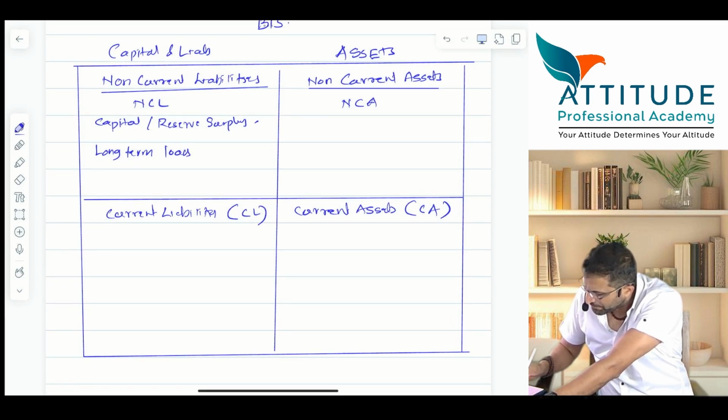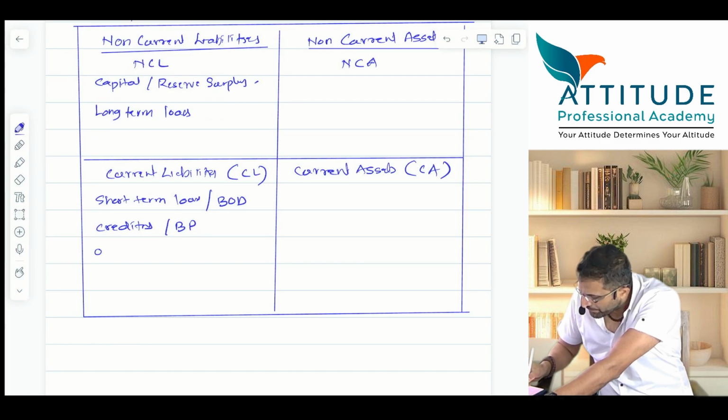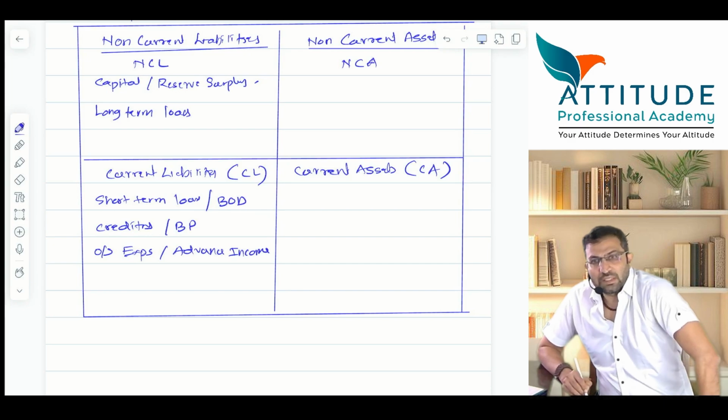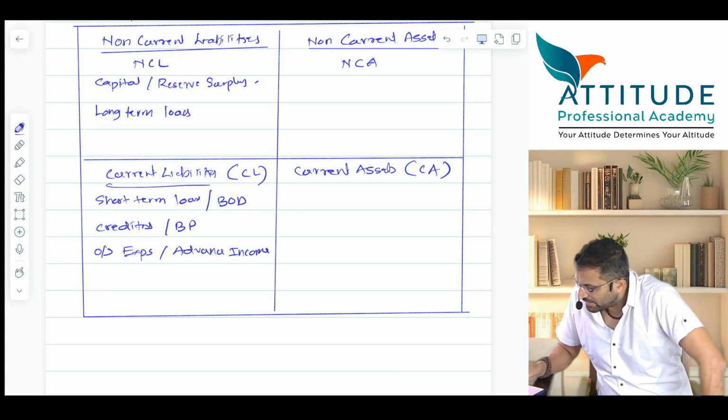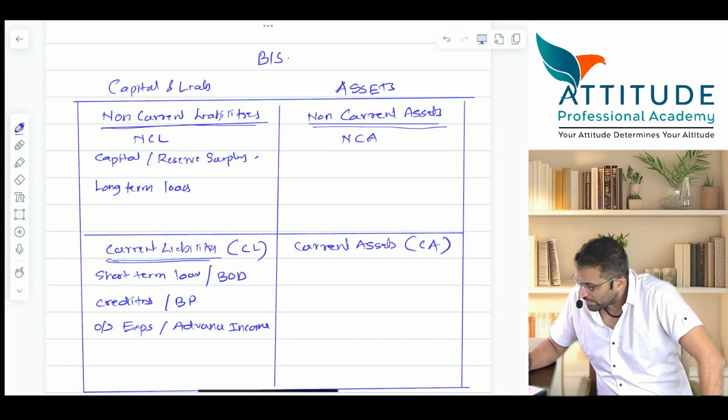CL में क्या आता है? Short term loans. Could be bank overdraft. Creditors. Very good. Bills payable. Very good. Then outstanding expenses and advance income. So these are some of the items which will come under the head current liabilities. Okay. Now tell me non-current assets.